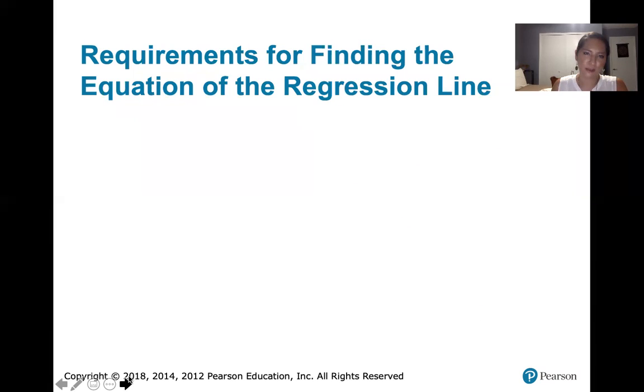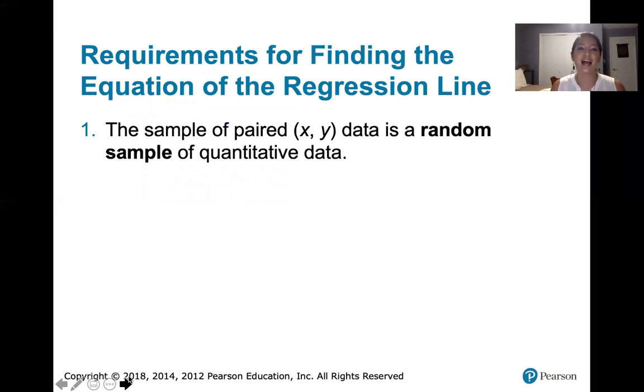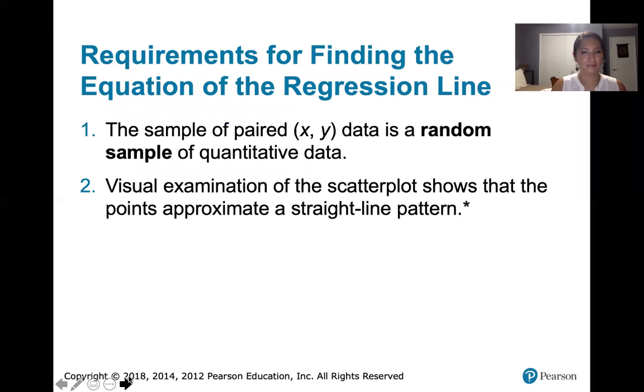Now, we should not always come up with the equation of a regression line. Turns out we can always do it if we have a set of ordered pairs. But just because we can do it doesn't mean we should do it. The following requirements ought to be met in order for us to come up with a regression line that is a good approximation of a true population regression line. First, we need to have a random sample of paired quantitative data.